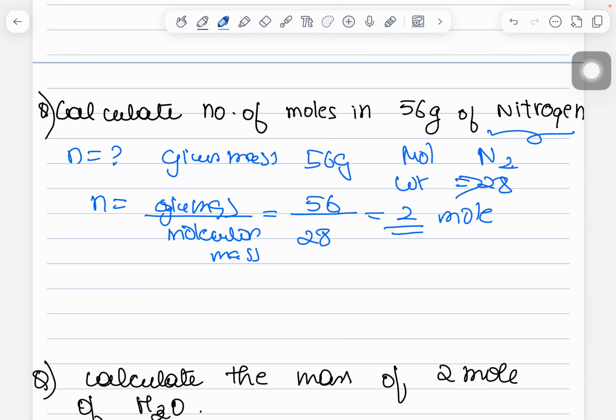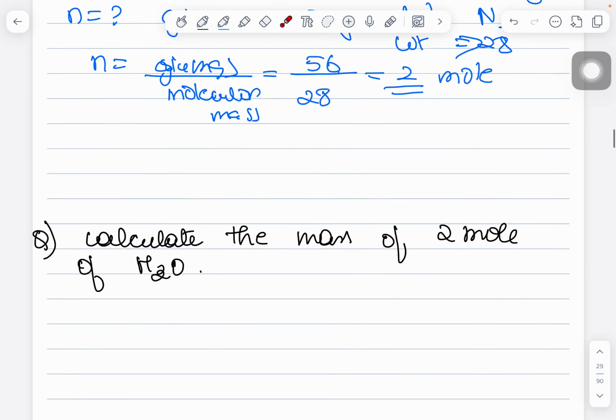So the question itself says it is about nitrogen. Nitrogen here is N2. If hydrogen was there, H2. If oxygen is there, O2. So this was about given mass, calculation of mole in terms of mass.